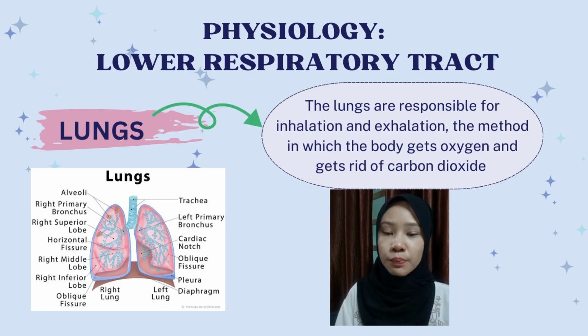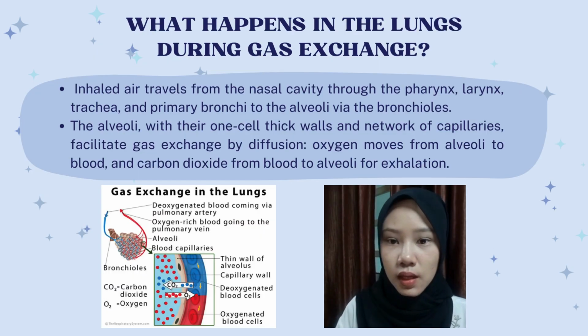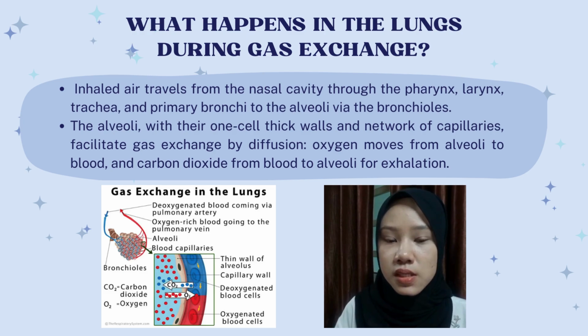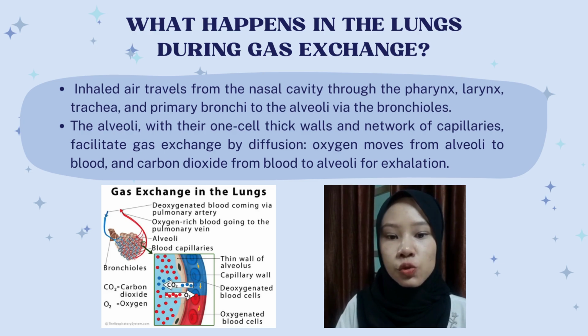And the last part of the respiratory tract is the lungs. The lungs are responsible for inhalation and exhalation, the method in which the body gets oxygen and gets rid of carbon dioxide. When we inhale, the air enters through the nasal cavity, traveling down via the pharynx, larynx, and trachea to enter the lungs via the two primary bronchi. Then it reaches the alveoli, the small air sacs in the lungs where the gas exchange occurs, through the bronchioles.